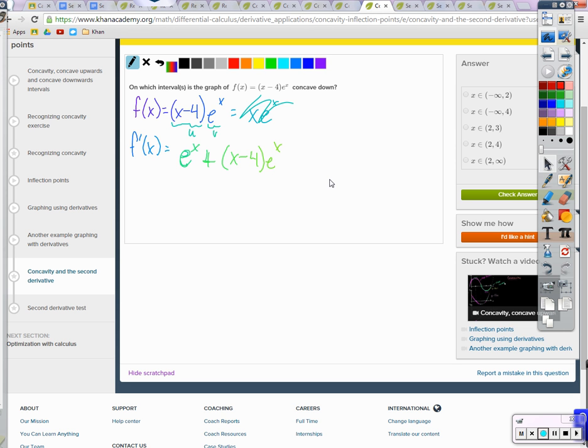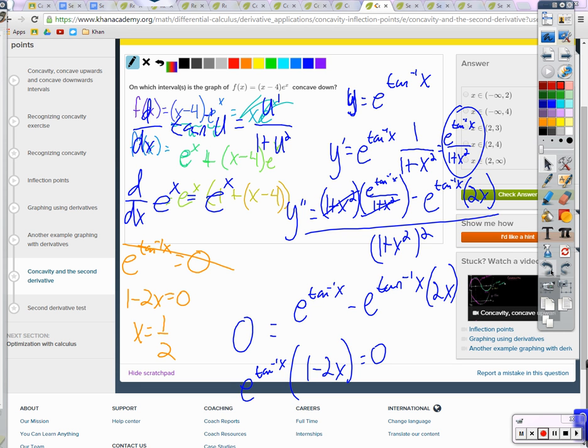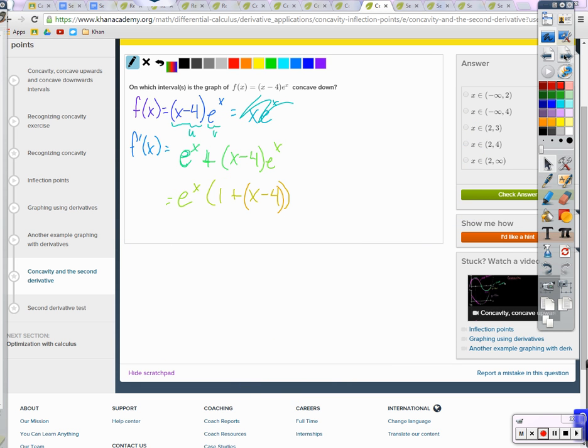Right, okay. And then we need to do what? Take the derivative of the derivative. But first, can we factor e to the x times 1 plus x minus 4, right? If I distribute the e to the x, I get e to the x, and e to the x times x minus 4. So we have e to the x times x minus 3. We take the derivative of that, the second derivative.